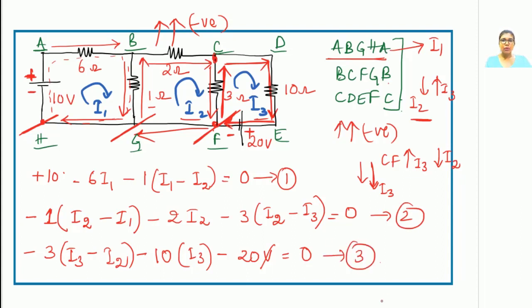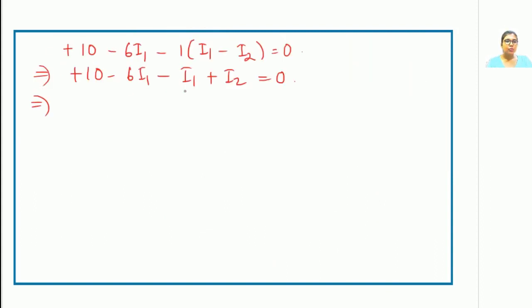Let us simplify these equations and let us get the final answers. Our first equation is, simplify it. Bring all the terms of I1 together. So it is minus 7I1 plus I2. Now there is something that you have to remember. How many unknowns are there in this equation? There are 3 unknowns. However, for the first equation, we do not have any term of I3 coming into the picture.